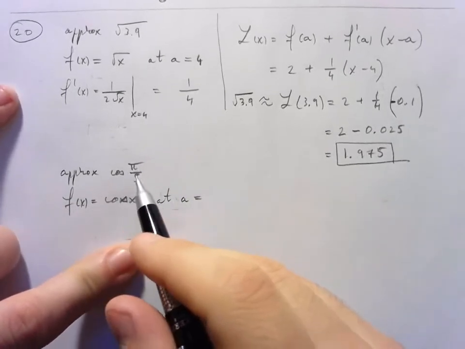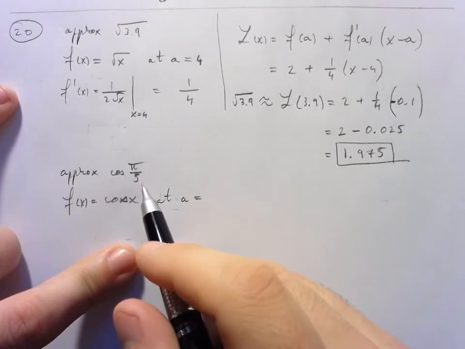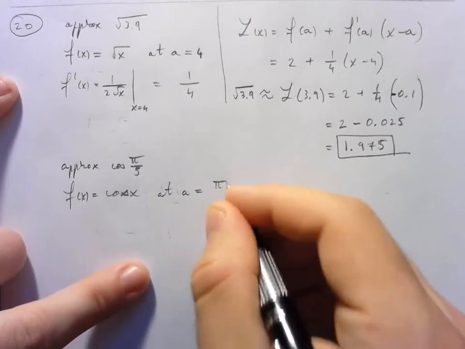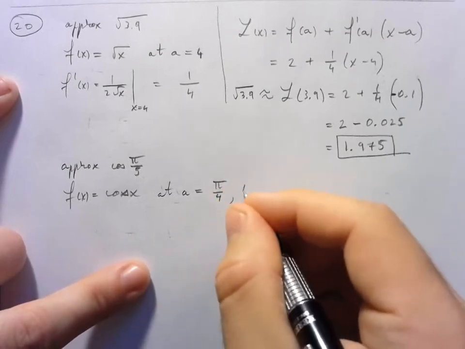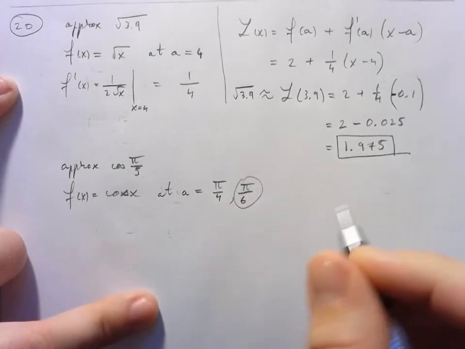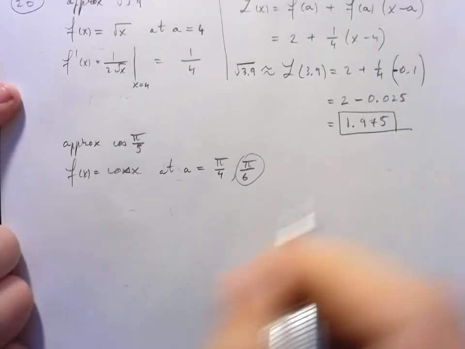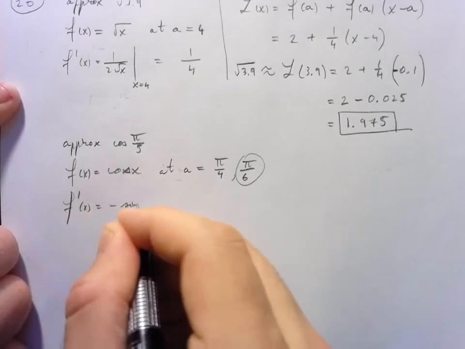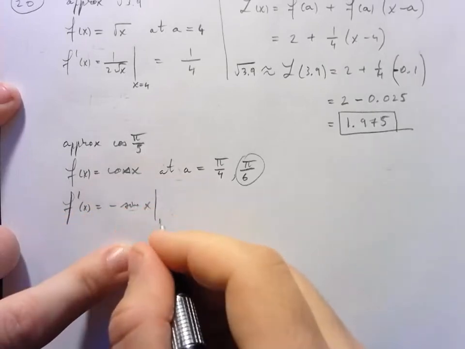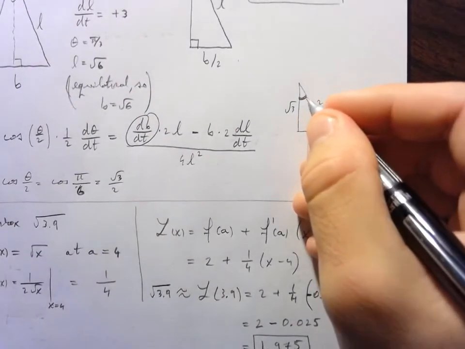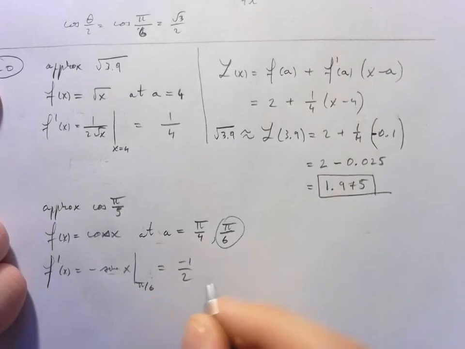So I need some x value for which I know the value of cosine that is close to pi over 5. So the options are either pi over 4 or pi over 6. And it turns out that pi over 6 is actually a little bit closer. So that's the one that we should be using. Then the process is the same. I take f prime of x, that's minus sine of x, and when I evaluate that at pi over 6, I already have this little right triangle here. Pi over 6 is this angle here, sine is a half, so this is negative a half.